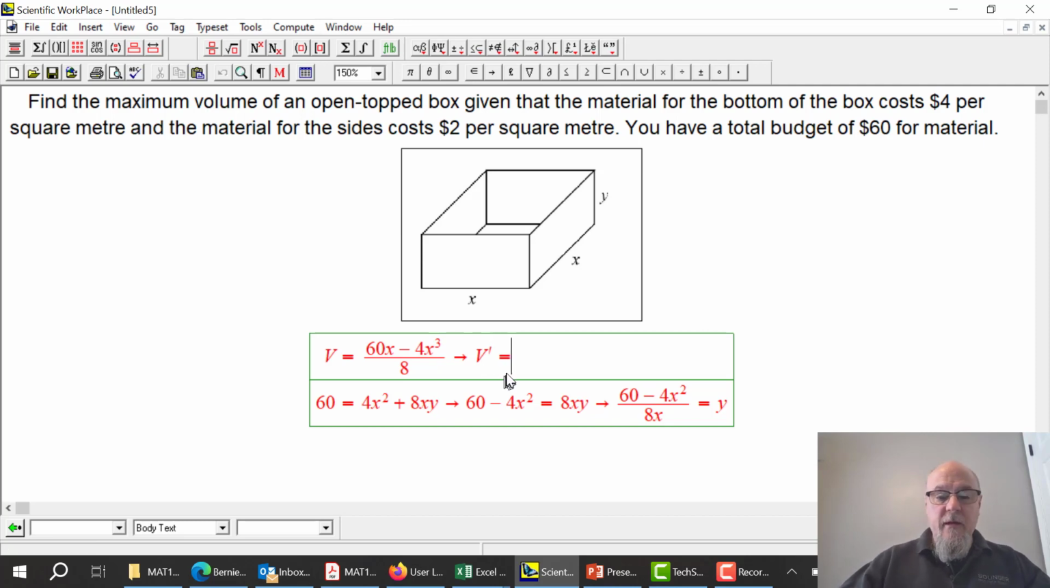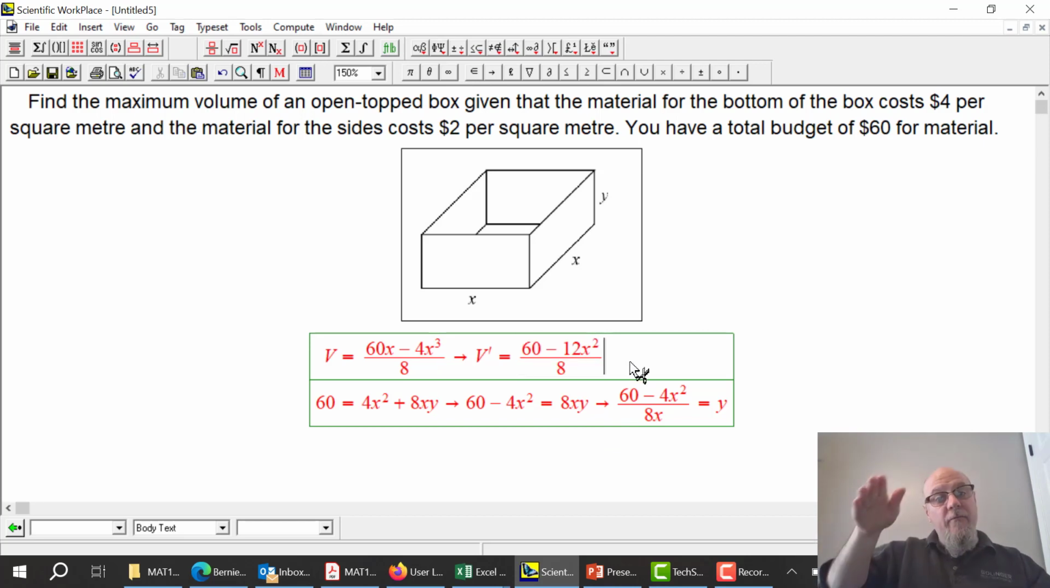I'm taking the derivative. So that's going to be equal to, that 8 on the bottom I'm just ignoring. It's a constant. The derivative of 60x is 60. Here the 3 comes down times the 4. Subtract 1 from the exponent. And here's the derivative of the volume with respect to x.